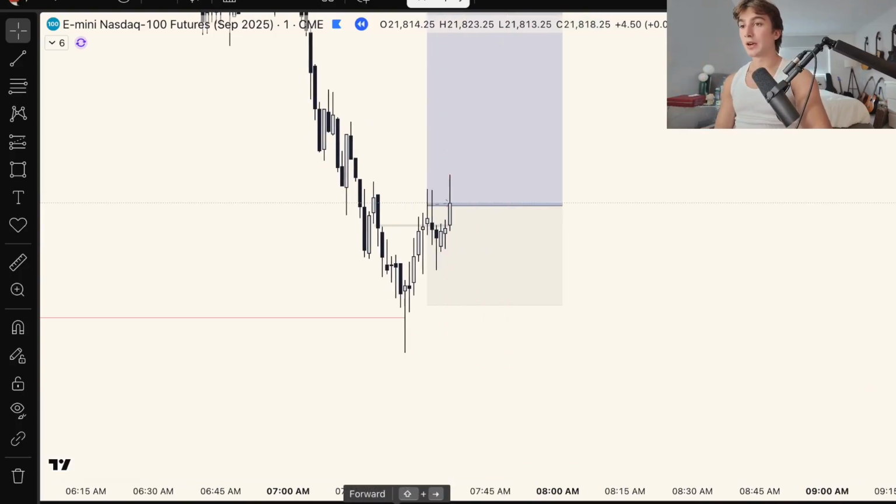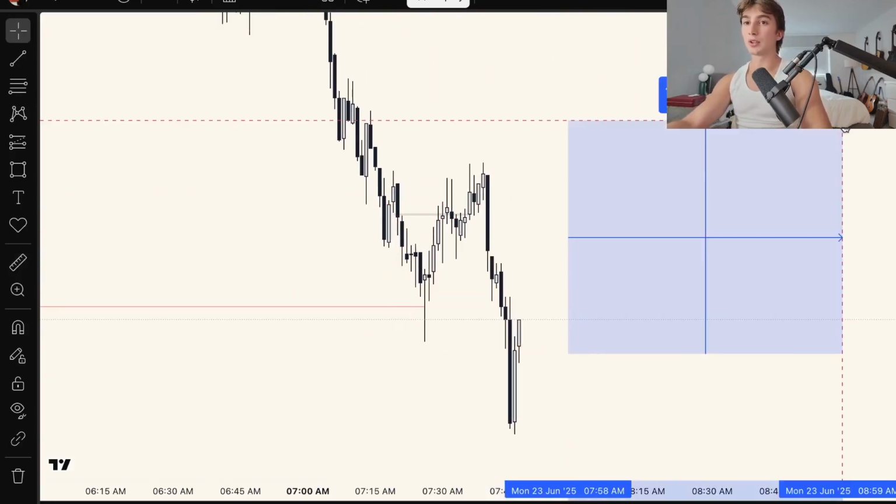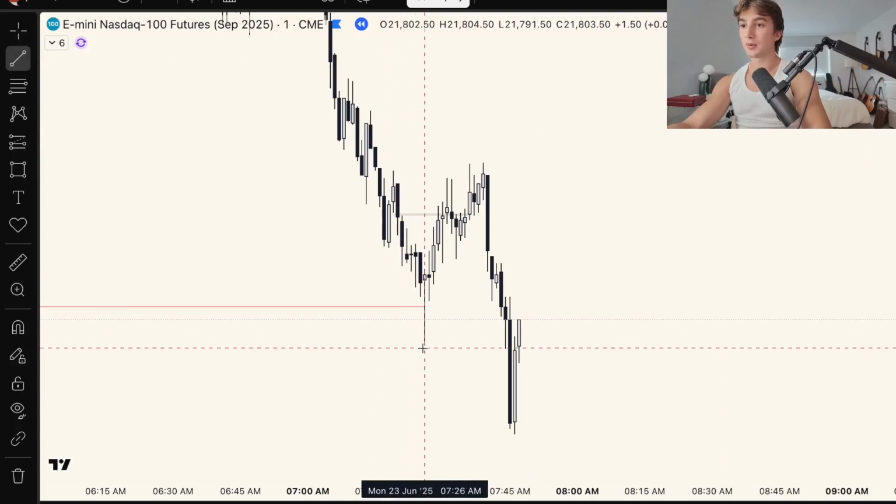And so what happens? Most people are entering longs here just based off of that, and price goes lower. Now what happens? Price resweeps the low that took out London, right? The red line is London.